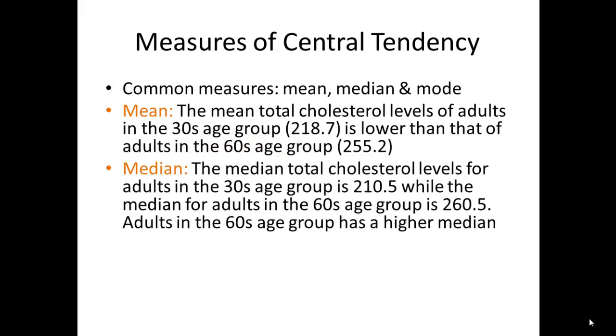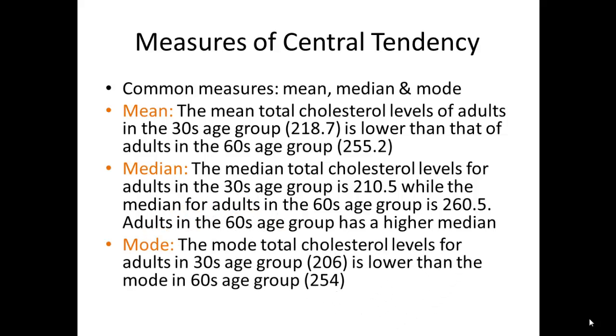The next common measure is the median. The median total cholesterol level for adults in the 30s age group is 210.5, while the median for the adults in the 60s age group is 260.5. This means the adults in the 60s age group have a higher median by 50. The last common measure of central tendency is the mode. The mode for the 30s age group is 206, which is lower than the mode in the 60s age group, which is 254, and the difference between them is 48.